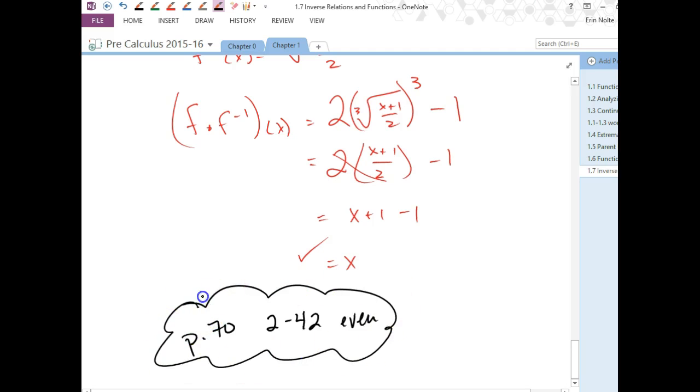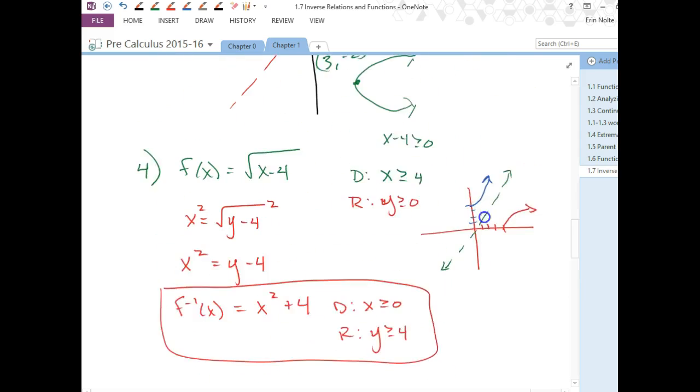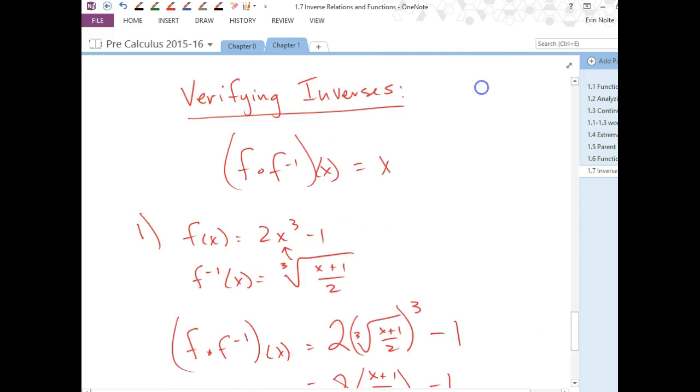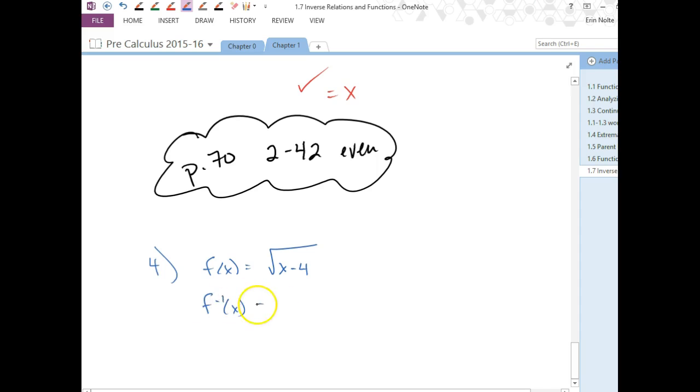Which one do you want me to do it on? The last problem? What function should I verify? Let's not do number 5, that could get gnarly. How about number 4? Can I verify that one? So we got the square root of x minus 4 and x squared plus 4. So the original was the square root of x minus 4. The inverse was x squared plus 4.